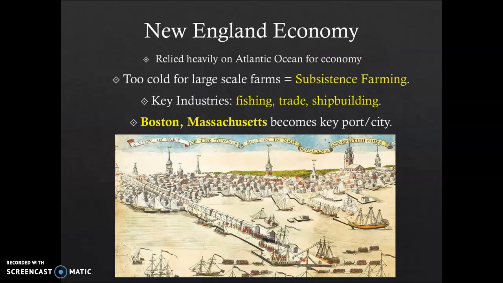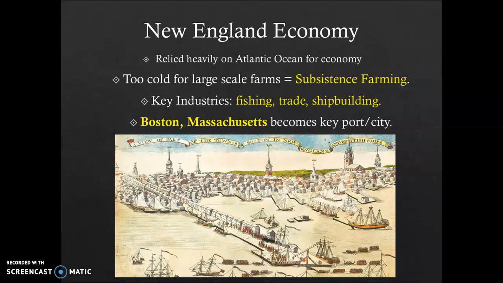New England economy. Up north, they rely heavily on the Atlantic Ocean. They did have farming, but it's too cold for large-scale farms. You see family farms. It's called subsistence farming. It's kind of tough to say. Basically, you grew enough to feed your family. Key industries up north: fishing, trade, shipbuilding.